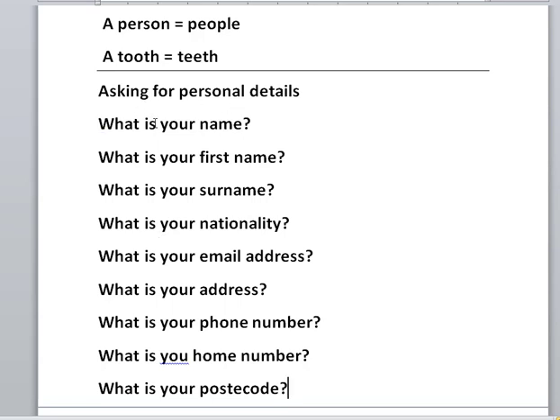It's all about asking for personal details. What's your name? What's your first name? What's your surname? What's your nationality? What's your email address? What's your address? What's your phone number? What's your home number? What's your postcode? It's all about asking for personal details, when you want to ask someone about their personal details.